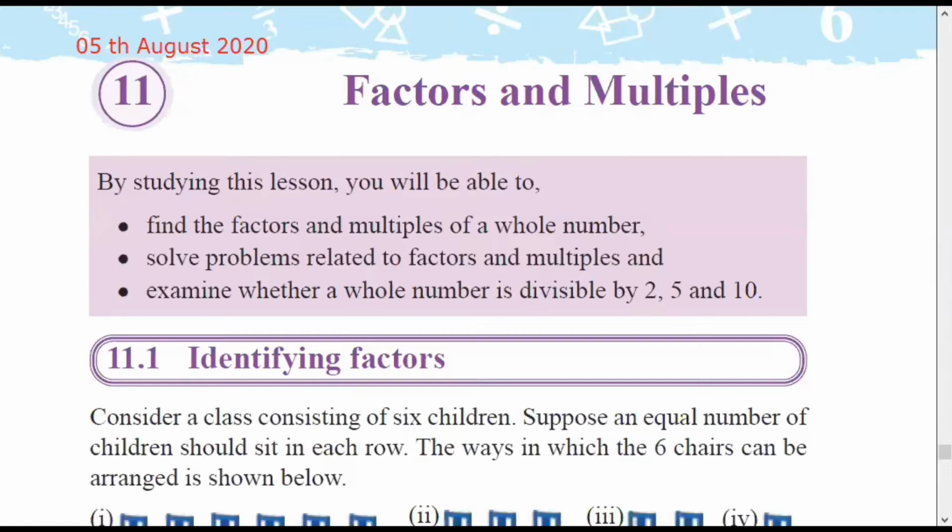Right now today we are going to discuss about these factors and multiples. Everyone look at the screen. Right now you have to put a subtopic. This unit consists of two major parts, that is factors and multiples. So today we are going to discuss about factors. So put the subtopic factors.